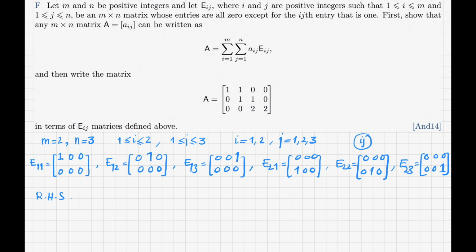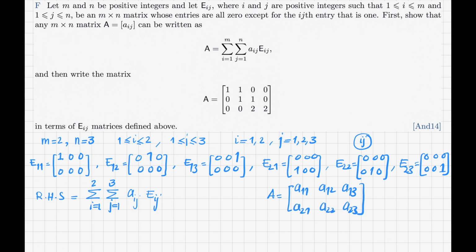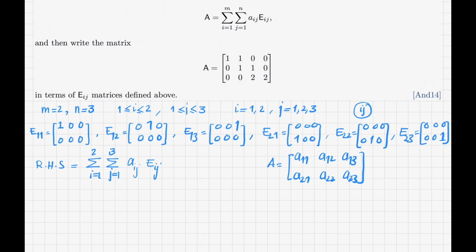So the right hand side is equal to a double sum. i starts from 1, j starts from 1, but you see i goes from 1 to m, which is 2 in this case, and j goes from 1 to n, which is 3 in this case, and then I will have a_ij times e_ij. What are these entries? These are entries of an m by n matrix, a 2 by 3 matrix. Okay, so let me take this matrix A to be a11, a12, a13, a21, a22, a23. That is a generic 2 by 3 matrix. I want to show that if I calculate this, where these are coming from this matrix, it becomes the matrix A itself.